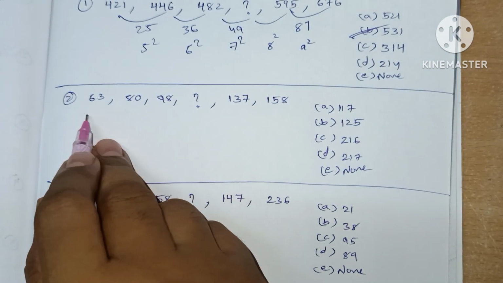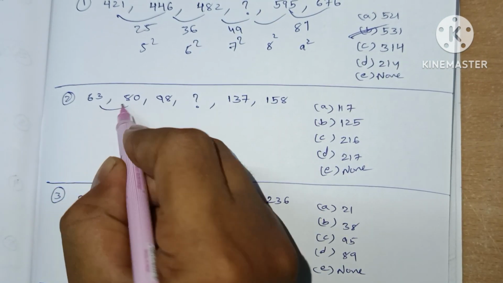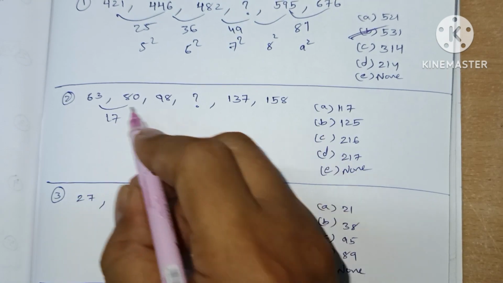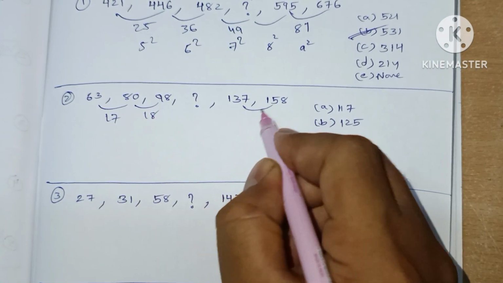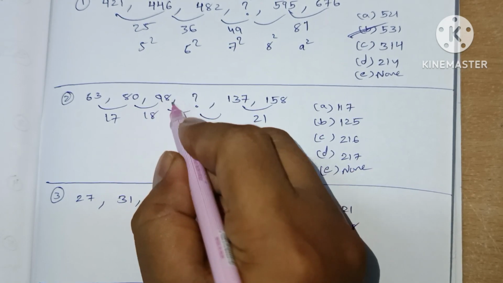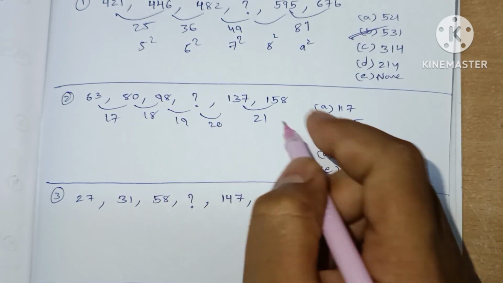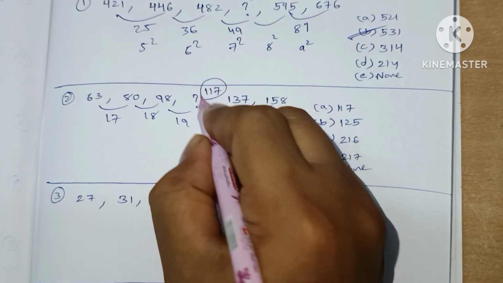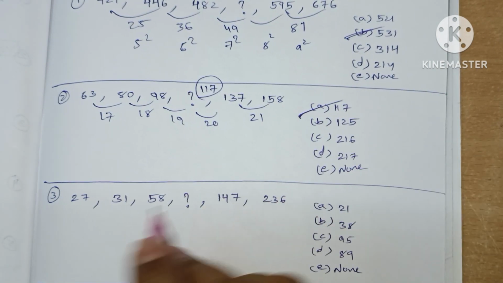Second question. We'll see the differences here. Here the difference is 17. Here the difference is 18. Here the difference is 21. So it must be 19 and this must be 20. 98 plus 19, which will be 117. 117 is our answer, option A.